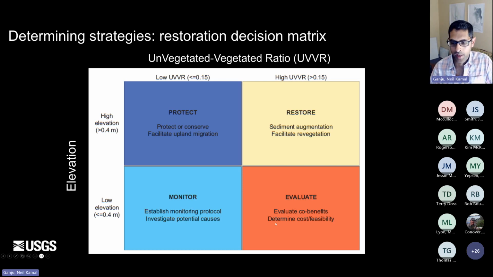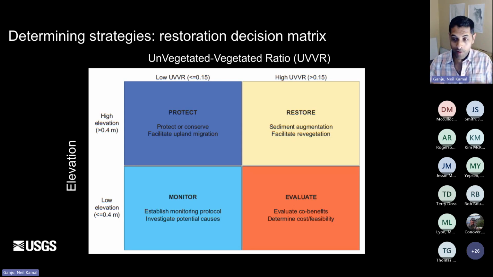Now, conversely, in the bottom right, you have low elevation marshes that are also falling apart laterally. So they have open water conversion and they're low. This is a case where you need to look at the co-benefits. Is this parcel providing a significant co-benefit that would make it worth actually doing the restoration? Is it providing habitat for, let's say, salt marsh sparrow? Is it providing protection for some kind of feature like a road or public access point? Or is it providing significant carbon sequestration in an area that doesn't have many other options?